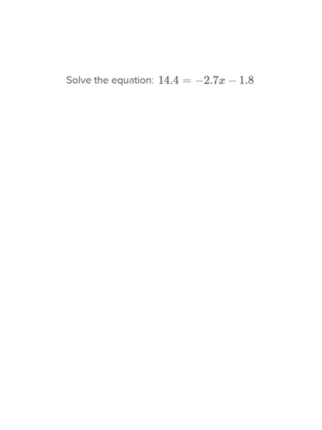Oh, good. A problem just with numbers. Solve the equation. 14.4 equals negative 2.7x minus 1.8. So let's just write down the problem. 14.4 equals negative 2.7x minus 1.8. Well, we're going to do the opposite of subtracting 1.8, which is to add 1.8 to both sides.